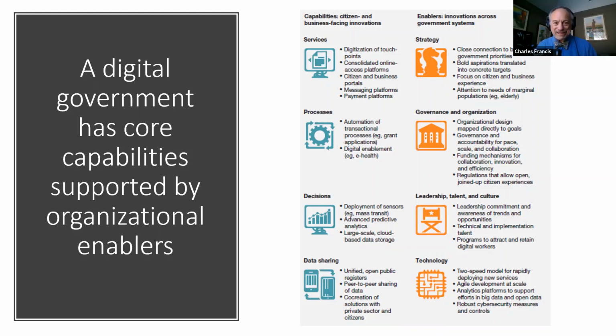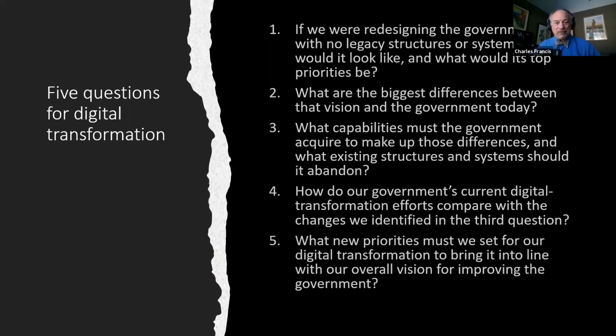Well, let's see what's on the next slide. So, five questions you might want to ask yourself and map the answers onto the framework and enablers proposed in the previous slide. If we were redesigning the government and there were no legacy structures or systems, what would it look like? And what would its top priorities be? And then what are the biggest differences between that vision and the government today?